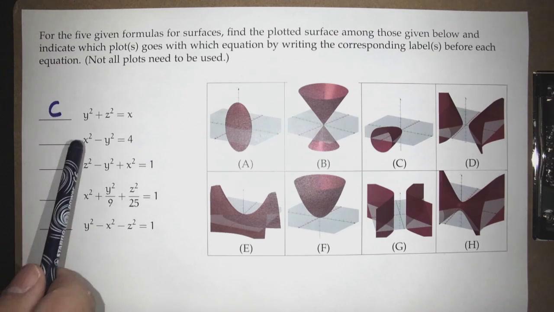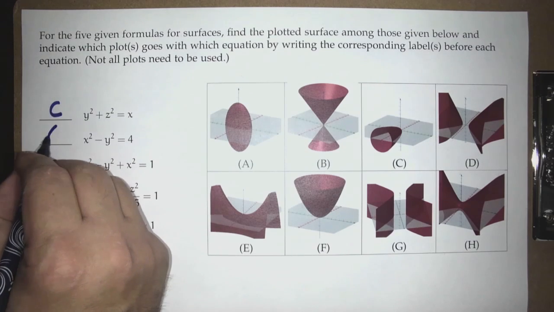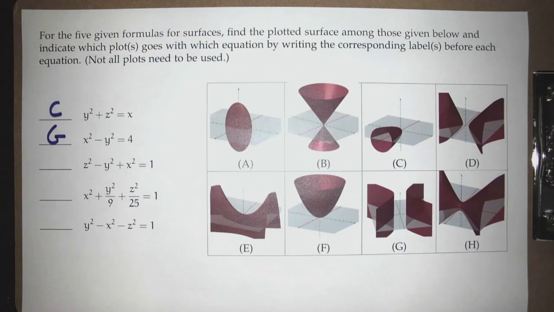All right, second one. x squared minus y squared equals 4. Gee, what's the clue here? There's no z. If there's no z, it means it should look the same for any value of z. So it should be basically a photocopy up and down. Which one of these photocopies up and down? G, it's the only one.